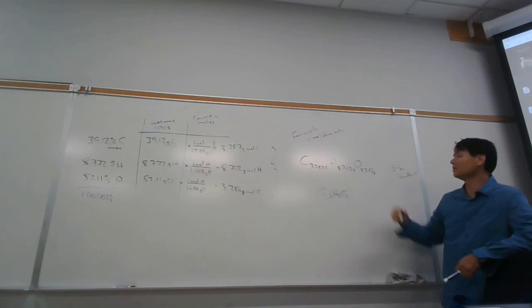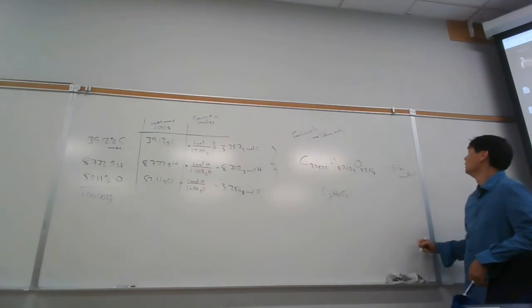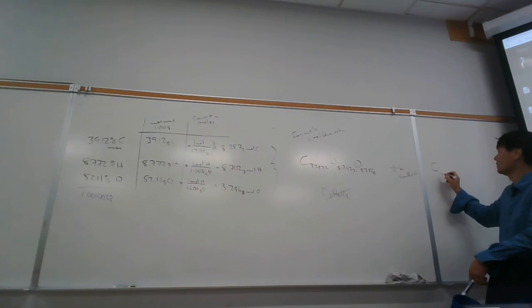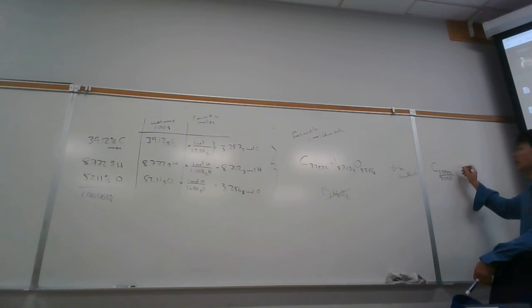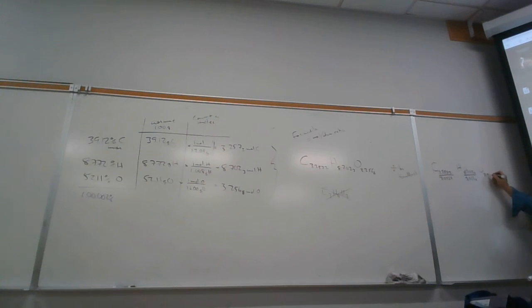So which one's the smallest? Looks like this one is the smallest, right? And so I'm going to do this. I'm going to take 3.2572 and divide it by 3.2568. And then hydrogen, I'm going to take 8.7023 and divide it by 3.2568. And then oxygen will be 3.2568 divided by 3.2568.